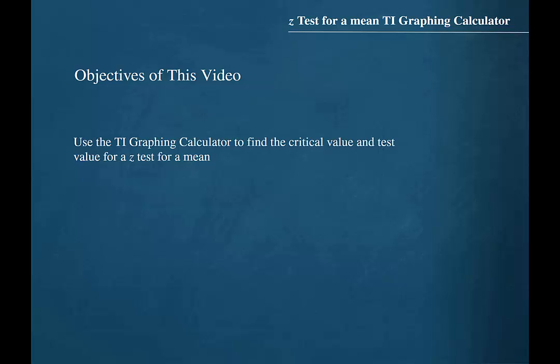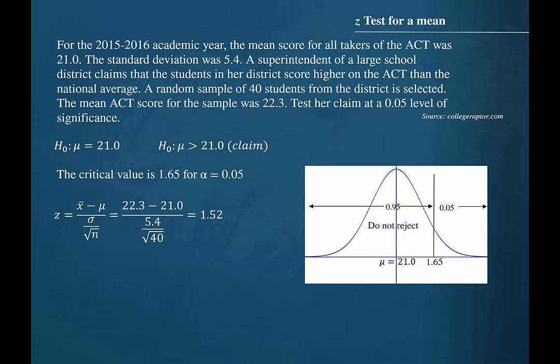The objectives for this video are to use the TI graphing calculator to find the critical value and the test value for a z-test for a mean. In a previous video, we conducted a hypothesis test about a mean where the population standard deviation was known. We used a table to find the critical value of 1.65 and the formula for the z-score for a sample mean to find the z-test value of 1.52. We can use the TI graphing calculator to find these values.